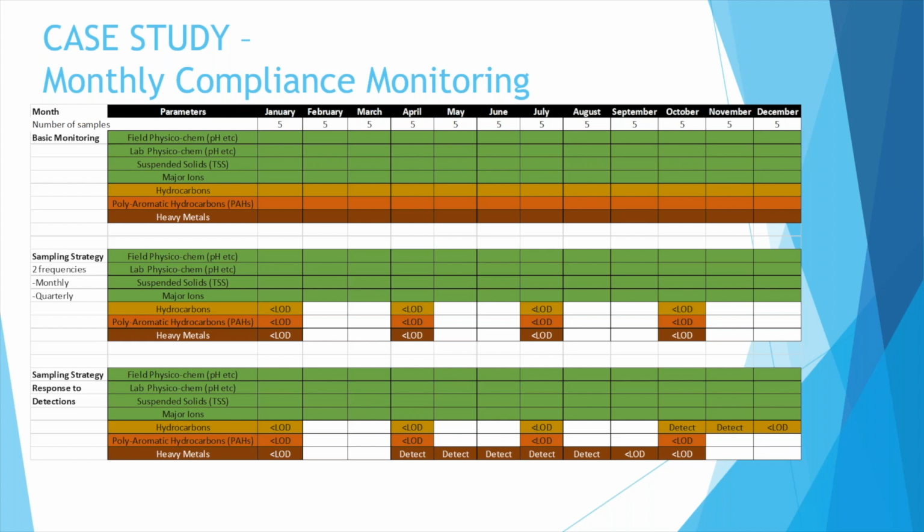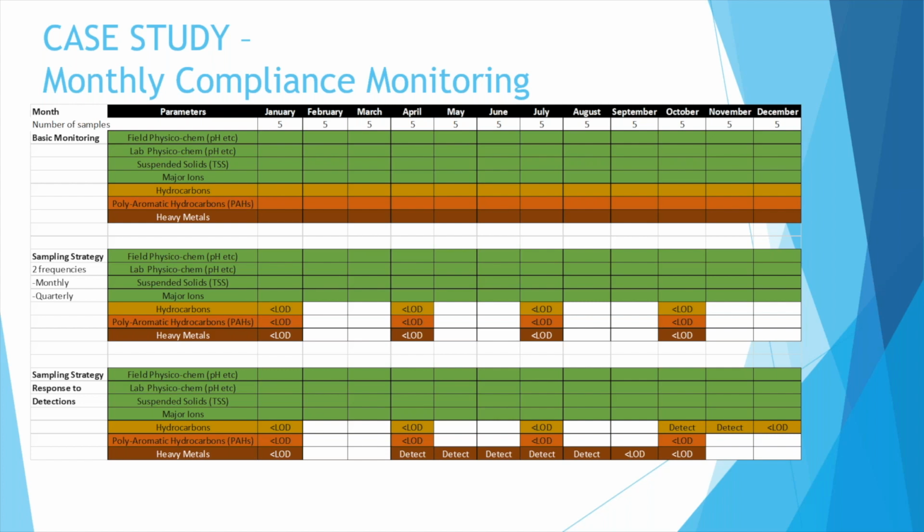So the second example here is to look at using 2 different monitoring frequencies. So the top part with the field physicochemical parameters and lab physicochemical parameters, the suspended solids and the major ions would be done monthly, but the more risk-based parameters, the ones you might not find on the site on every monitoring round, you could propose those to be sampled and analysed quarterly. And provided that none of those parameters are detected above the level of detection, and provided that there are no, say, exceedances of the heavy metals, then you stick to the quarterly frequency for those.